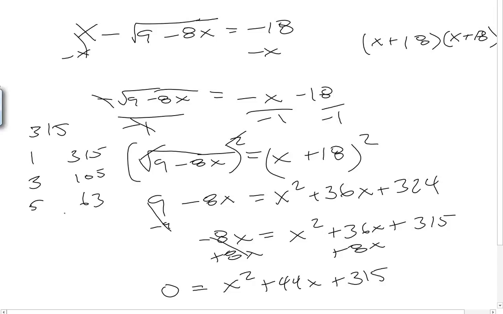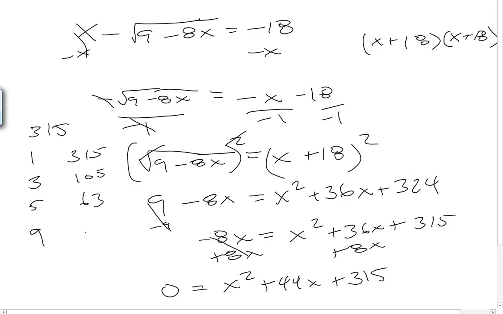Those don't quite give me 44, but I'm close. So the question is, does 9 go into 315? And it looks like it does. If I add up all the digits, I get 9. 3 plus 1 plus 5 gives me 9. 9 is divisible by 9, so the whole thing has to be divisible by 9.